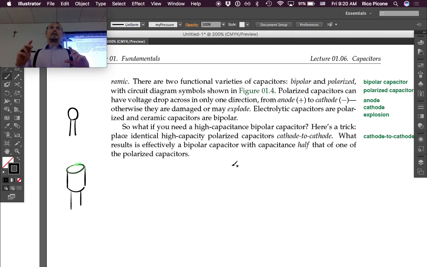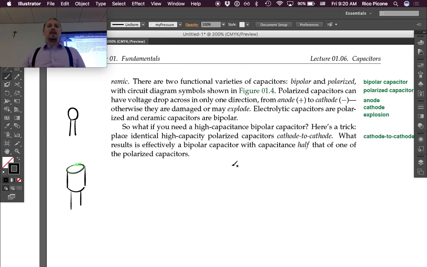They are relatively small capacitance, right? That was what we learned about them. Electrolytic ones have larger capacitance, ceramic ones have smaller capacitance. But what if you need a bipolar capacitor for a circuit that's going to have voltage dropping both ways across the capacitor, but you need it to be high capacitance?